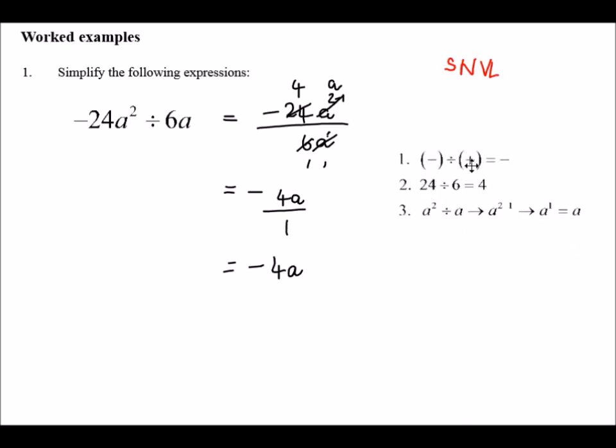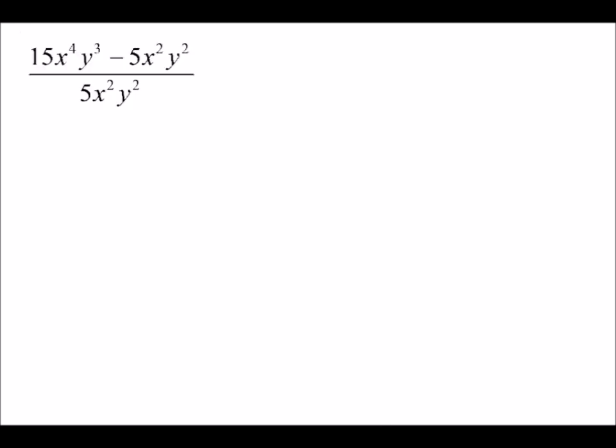Again, sign, so we did a negative divided by a positive, then we did the number part, and then we did the variable part. So what we did was we said a squared divided by a is the same as a to the power of 2 minus 1, which will give you a to the power of 1, which is the same as a. Let's look at this one. So the first rule is to distribute the denominator to each term in the numerator.